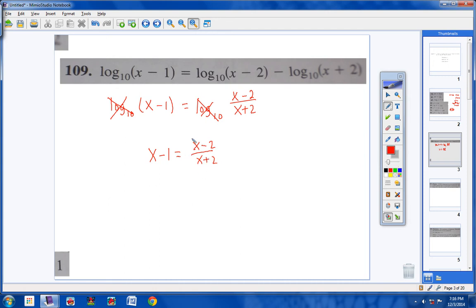And I'm going to do that by multiplying this side here by x plus 2, my denominator. But if I multiply one side by x plus 2, I must multiply the other side by x plus 2. So I'm going to multiply both sides by x plus 2. Now here's why I did that. Look over here. Pretend this is over 1. These will cancel, leaving me with x minus 2.